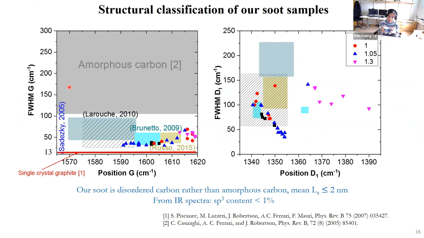So after analyzing the data, if we consider the peak width of the D1 and G, we see our soot sample, as you see in the data here, and the soot samples from the literature. The width of the G peak is in the area between graphite and amorphous carbon. So it means that soot has a disordered structure rather than amorphous carbon or graphite. From this, we can estimate the polyaromatic unit mean size of our sample is smaller than 2 nanometers, because larger than 2 nanometers is normally graphite structure.